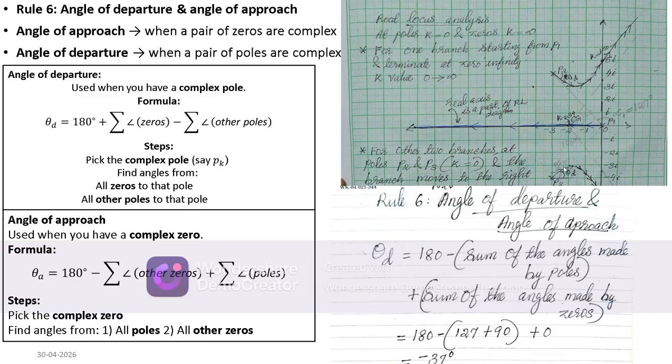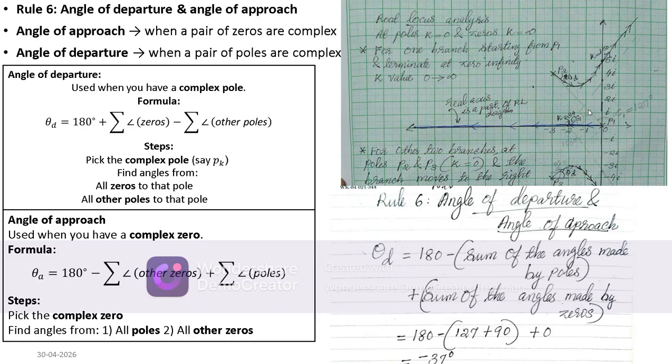So I am getting two angles. One is 127, another one is 90 degrees. So when I substitute these values into the equation, 180 minus the sum of the angles made by poles, that is 127 plus 90, plus the sum of the angles made by zeros, which is 0, totally I am getting an angle of minus 37 degrees. So we are getting the angle of departure as minus 37 degrees.